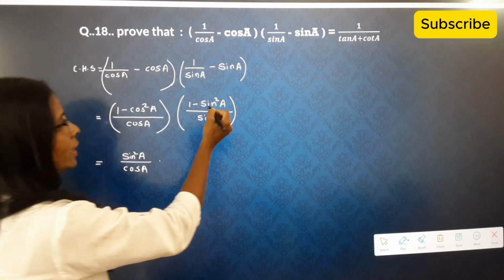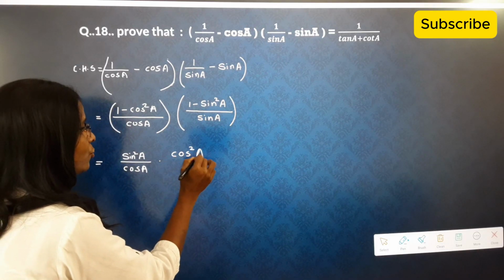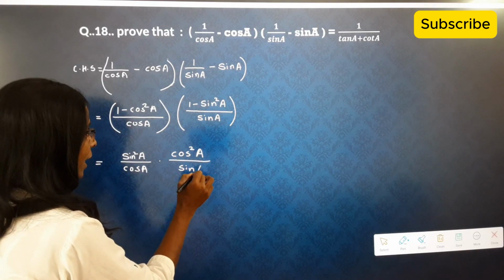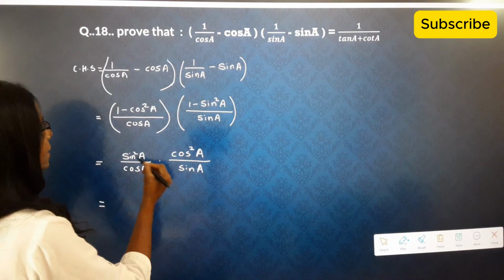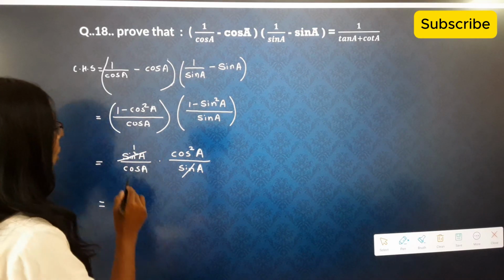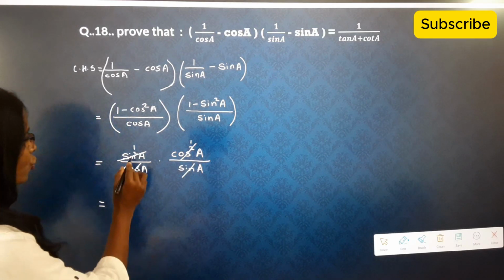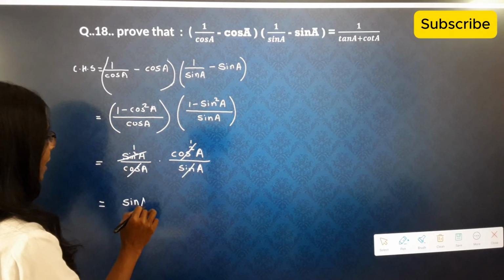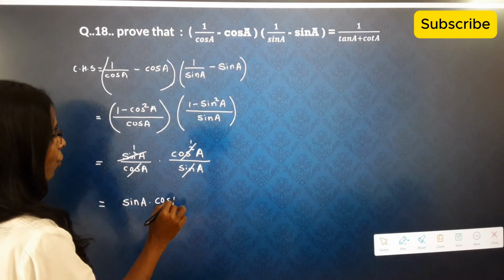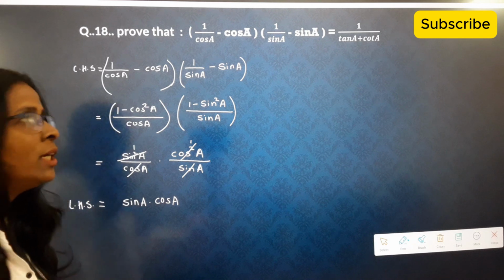And here, students, 1 minus sin square A is cos square A, so here upon sin A. So now here sin A cancels, but one sin A remains. Here cos A cancels, but one cos A remains. So here the answer is sin A cos A. This is the answer from the LHS.